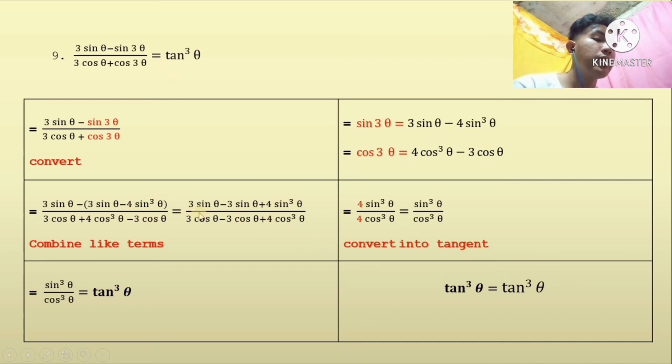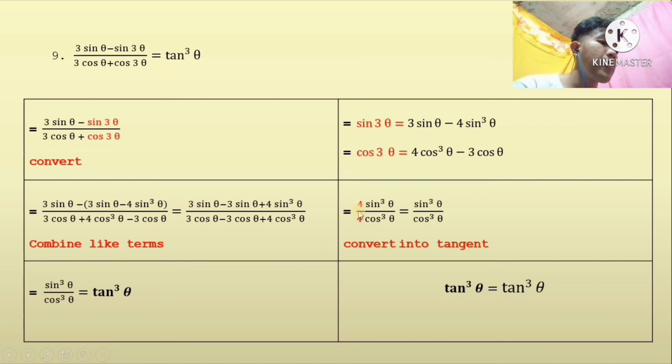So, distribute the negative sign. Our equation will be 3 sine theta minus 3 sine theta plus 4 sine cubed theta over 3 cos theta minus 3 cos theta plus 4 cos cubed theta. So, 3 sine theta minus 3 sin theta is equal to 0, and 3 cos theta minus 3 cos theta is equal to 0. So our equation would be 4 sin cubed theta over 4 cos cubed theta.